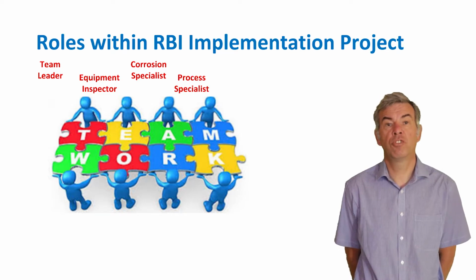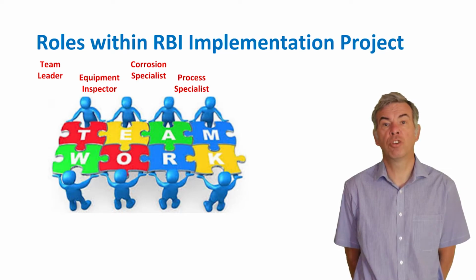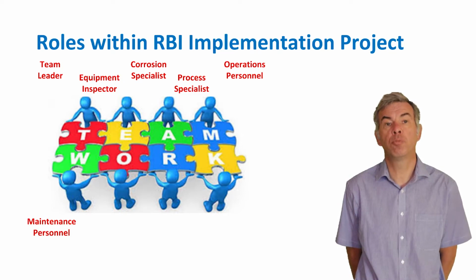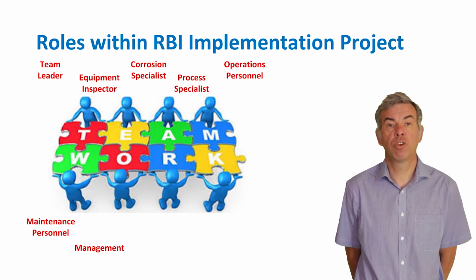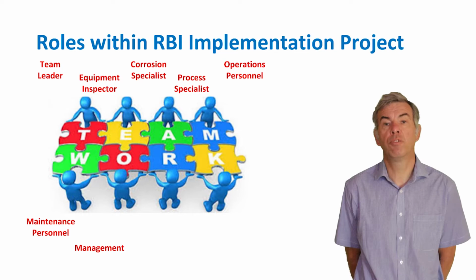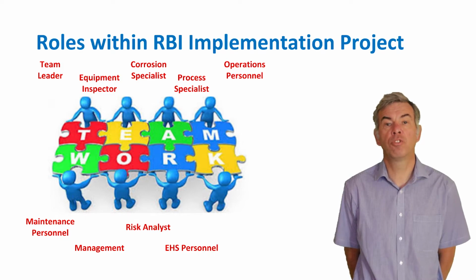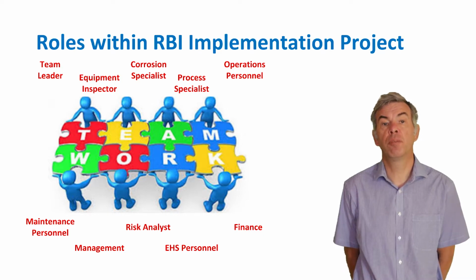A process specialist is very useful for information about process conditions. Operations and maintenance personnel are needed to verify that the equipment is being operated in line with the operating windows. Management is required to provide sponsorship and resources. A risk analyst is required to carry out the risk-based inspection analysis. Environmental and safety personnel will provide data on EHS regulations. And lastly, financial personnel will provide cost data on the financial impact of equipment shutdowns, for instance.